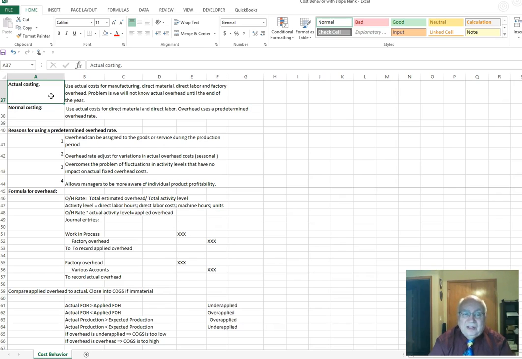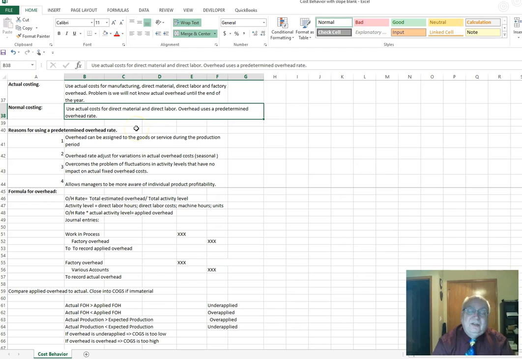So that's actual costing. So we really can't use actual costing. What we use is what they call normal costing. On normal costing, you use actual direct material costs and direct labor costs, but overhead is based on a predetermined overhead rate. Okay, so you estimate overhead for the year, you estimate what your activity level is going to be, and then you come up with a rate, and you use that, and we'll get to that a little bit later.